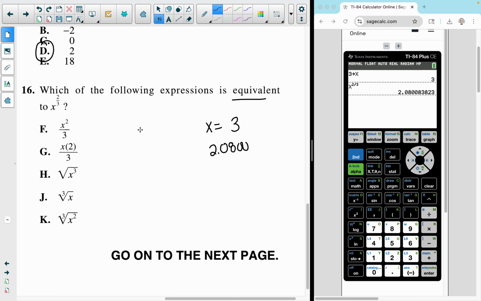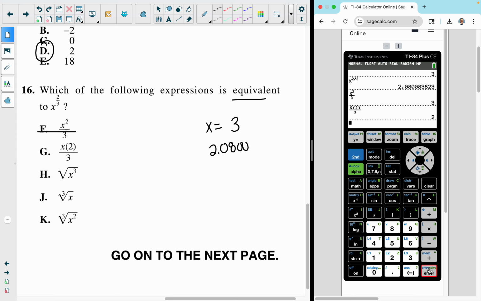Now, because I plugged a number in, I do want to check all of them if possible. So F is a fraction. I'm going to do my alpha fraction. I have x squared over 3. I do not get that same answer, so I'm going to cross it out. Then my next one is also a fraction, so I'm going to do x, alpha, then my fraction, x parentheses 2 close parentheses divided by 3, enter. Not the same decimal, that's gone.